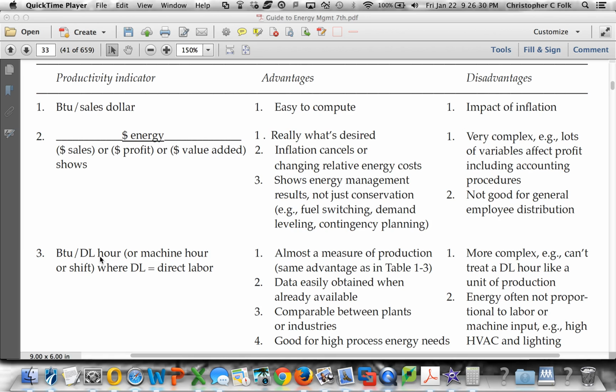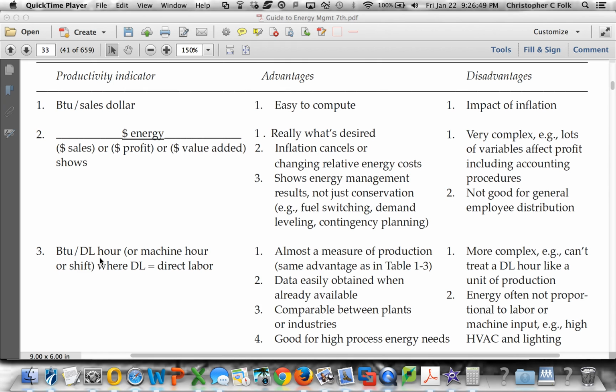Regardless of what index is going to be used, we're going to have to measure it, and we'll have to develop some sort of an energy budget. This book talks about two different types of budgeting. One is called a statistical method, and the other is called the engineering model. We're going to see both of these and some formulas for both of them here in a couple more pages.